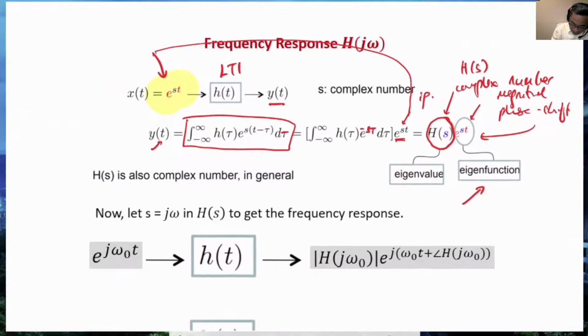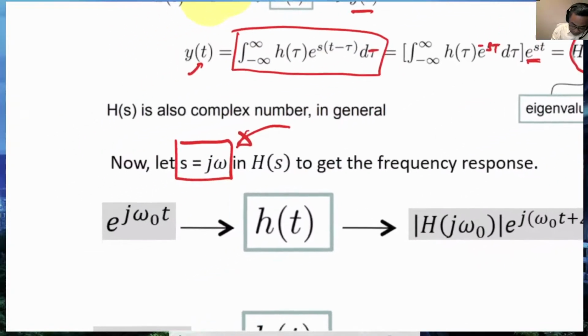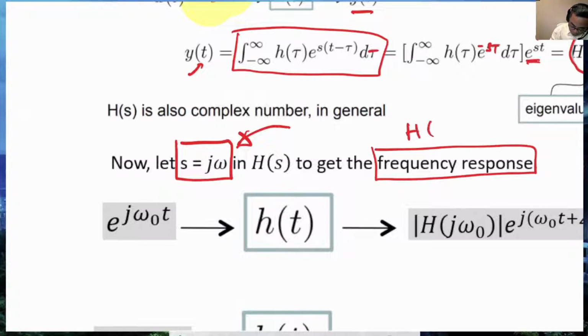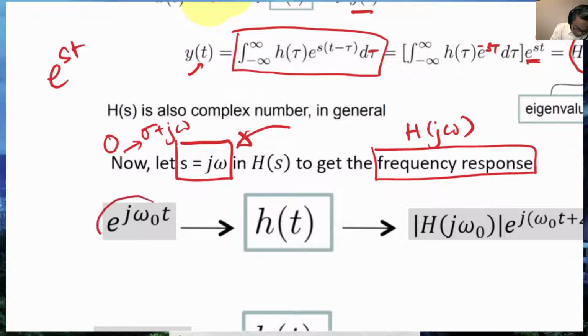Now, when we let s equal jω, something more interesting also happened. We now change H(s) to H(jω), because we substitute s equals jω, we set σ equals 0. So this we set to 0. Now, we are not studying a general e^{st} anymore. We are looking at e^{jω₀t}.